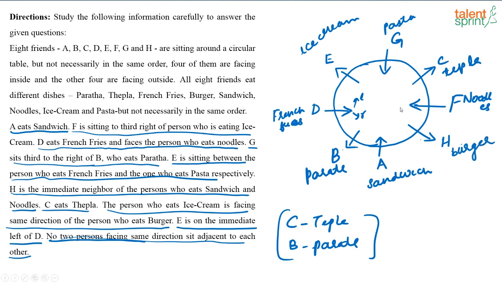It's a fairly easy one. Okay, the only thing is, you will have to take information from here and there. It's not like in order, the information is not given in order, you have to read it once and then decide which lines to use first. So this should be your final arrangement: A sandwich, B paratha, D French fries, E ice cream, G pasta, C tepla, and F noodles, H burger.